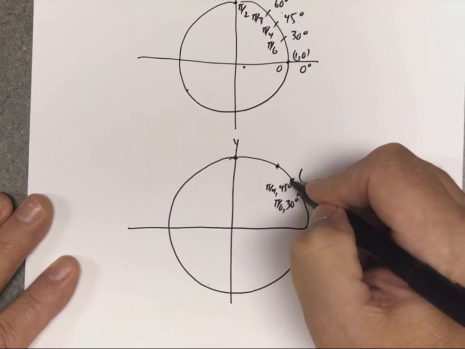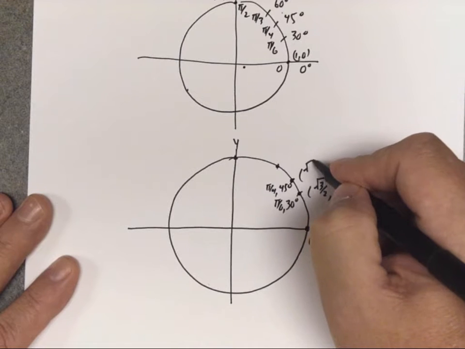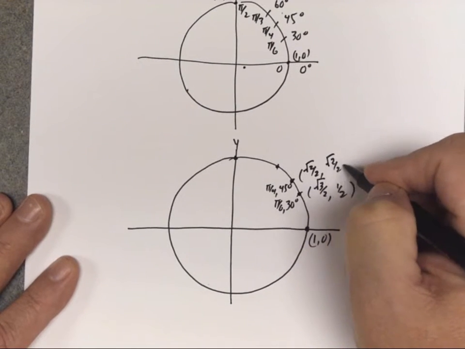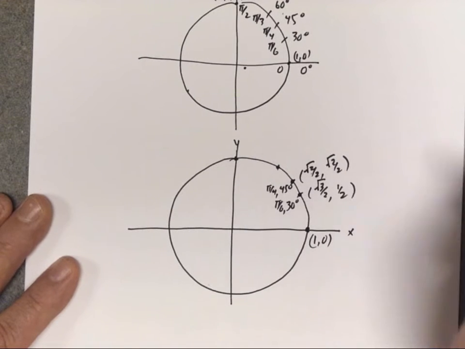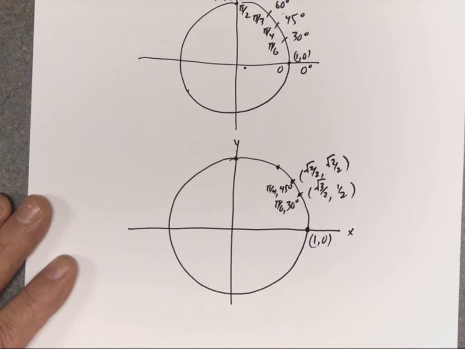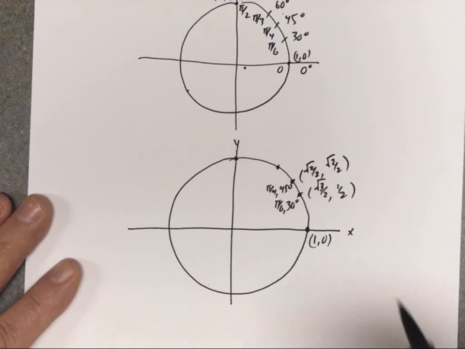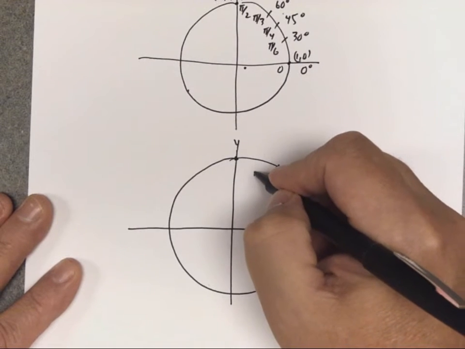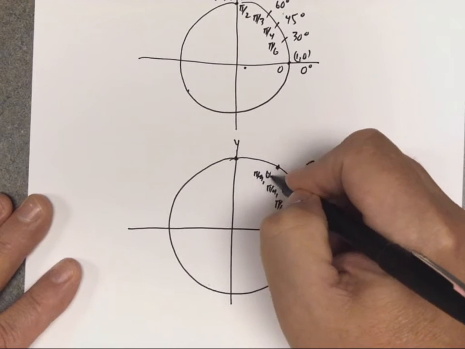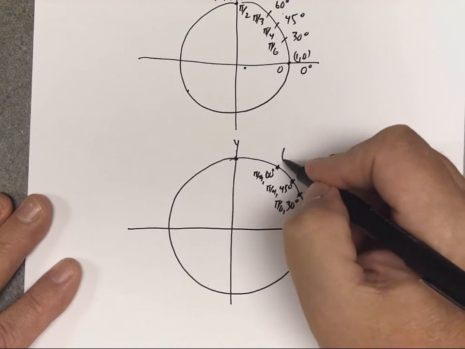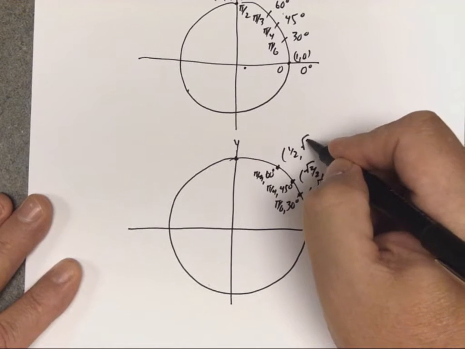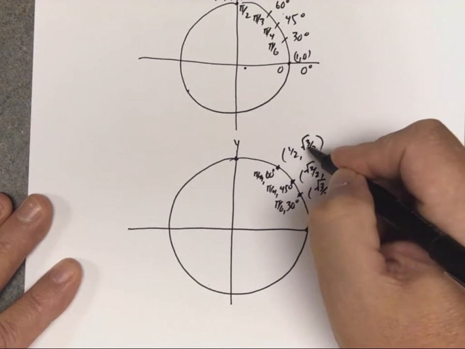If I go to this next point, that one's pi over 4 or 45 degrees. This point here, the x is square root of 2 over 2, and the y is square root of 2 over 2. Actually, they're exactly the same. X and y are the same. Finally, up here, this is pi over 3 or 60 degrees. The x here is 1/2. The y is square root of 3 over 2.